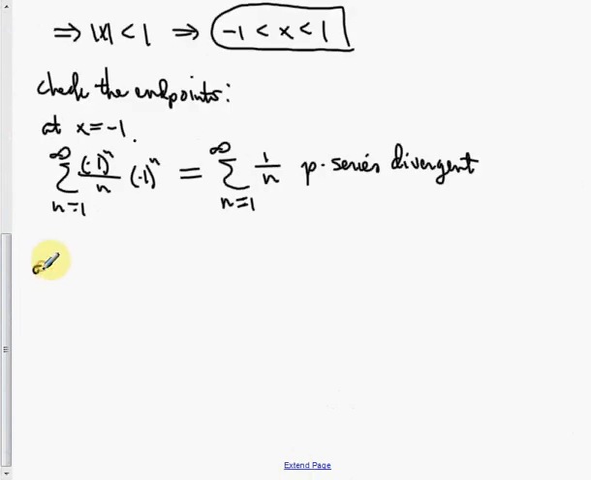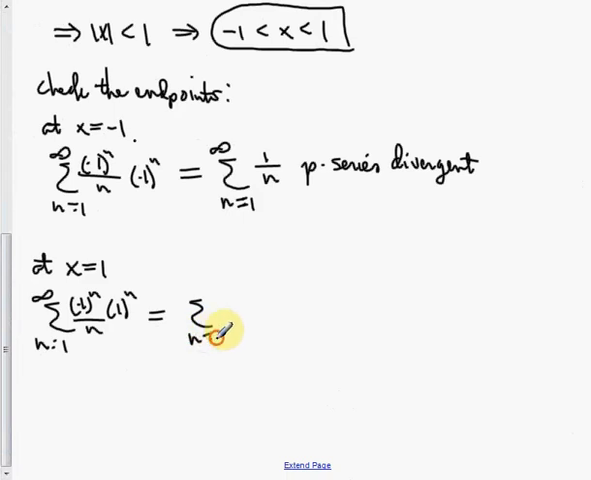So that happens there. Now, what about at x equal to 1? We have the summation as n goes from 1 to infinity. That negative 1 to the n is in the problem. This is times 1 to the n all over n. Let's simplify that. This is the summation as n goes from 1 to infinity of negative 1 to the n all over n. This is divergent or convergent, and why?